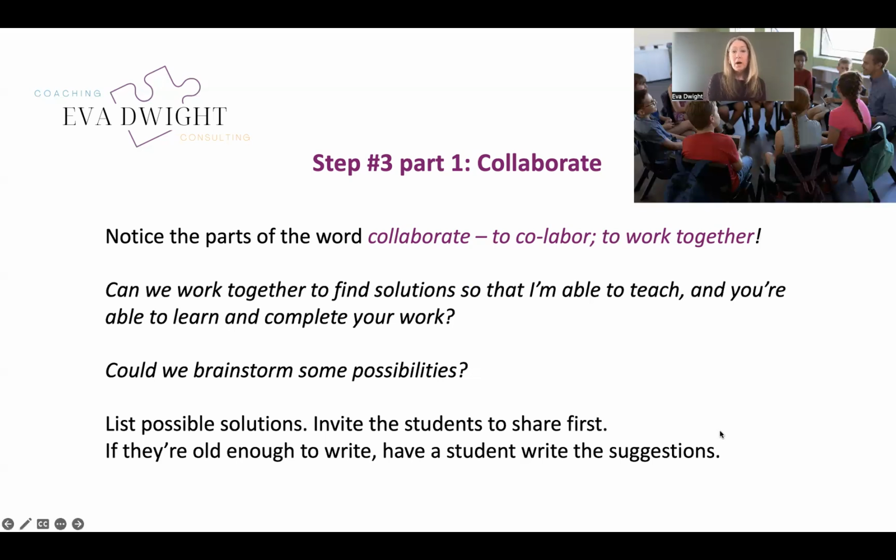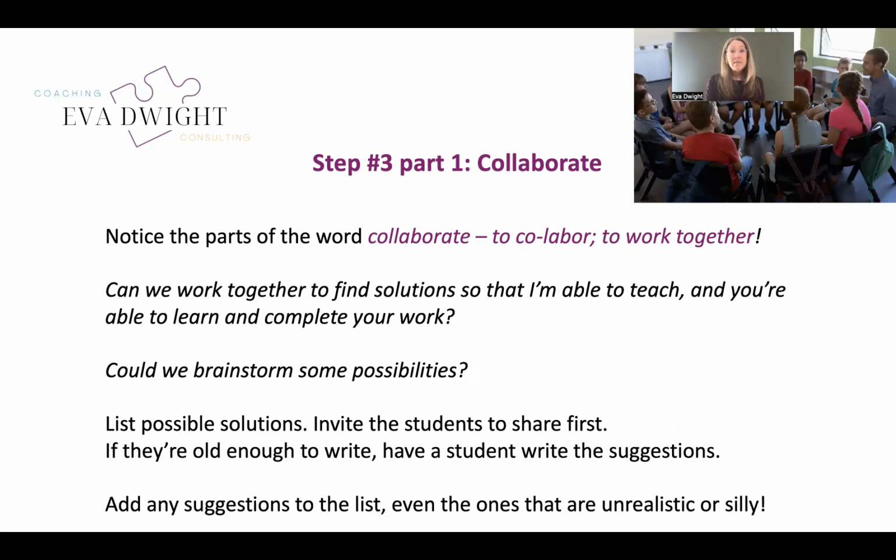If they're old enough to write, you could ask them to write the suggestions on a piece of paper or a whiteboard, something where we can all see it, and add any suggestions that they make to the list, even if they're unrealistic or silly. You might even add some silly ideas to the list too, like maybe every time you get through the class period, I could give you a piece of candy for being cooperative. I mean, really, you're not going to do that, but trust me, put any idea on the list.